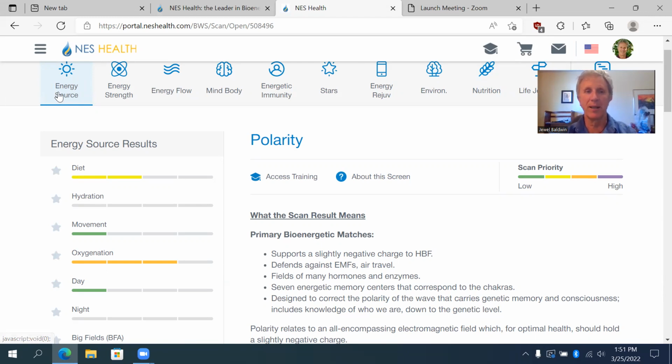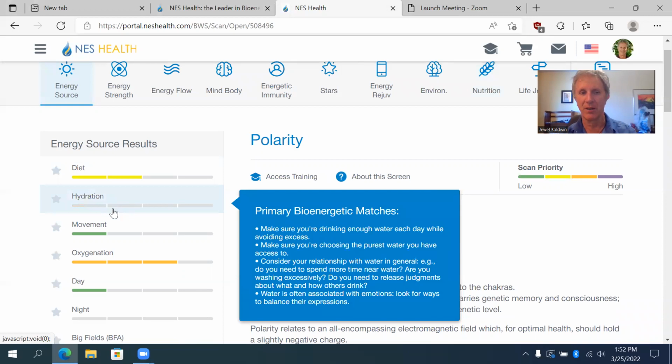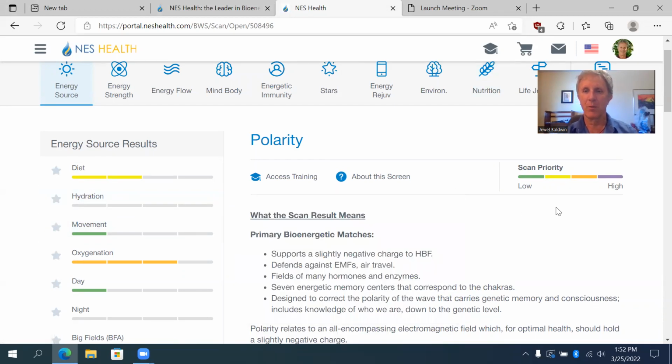And these first two screens are really related to energy. We get energy from the environment. We get energy from our diet, our hydration, our exercise, etc. So the NES scan over here on the right side says scan priority. Scan priority asks: is this scan item important? If it is, it's a purple, high importance. Secondary is orange, yellow, green. For our purposes, almost always it's just purple that we focus on.